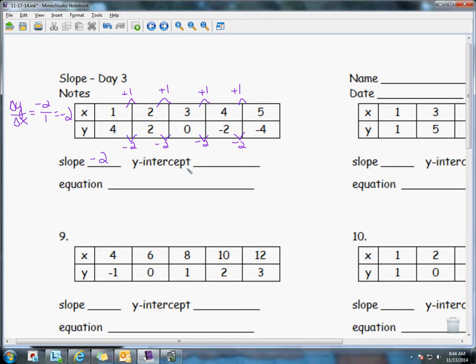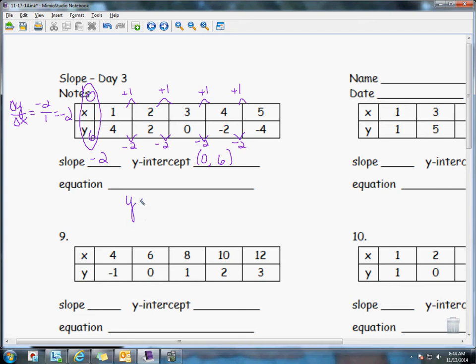Now the y-intercept, that's when x is 0. That's when you're going to put your x is 0. You got to find the y value. Well, here it doesn't show us when x is 0. So I'm going to write 0 right here above it. Okay, because if I was adding 1, I just got to go backwards. Here, if I'm subtracting 2, I need to go backwards, which means I have to add 2. 4 plus 2 is 6. So right here, my y-intercept would be 0, 6.